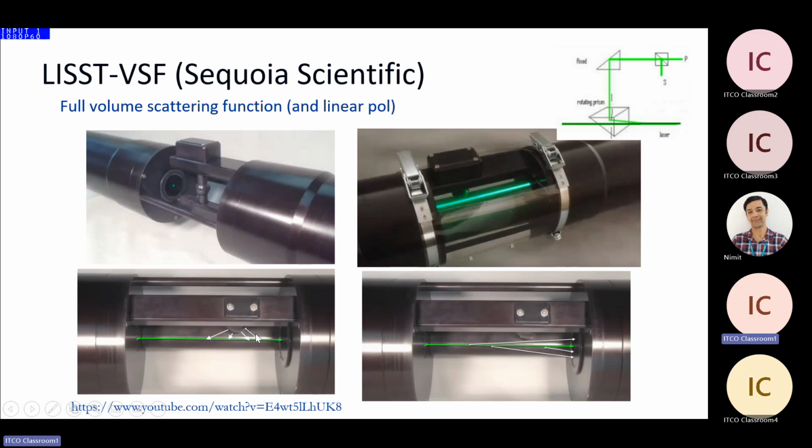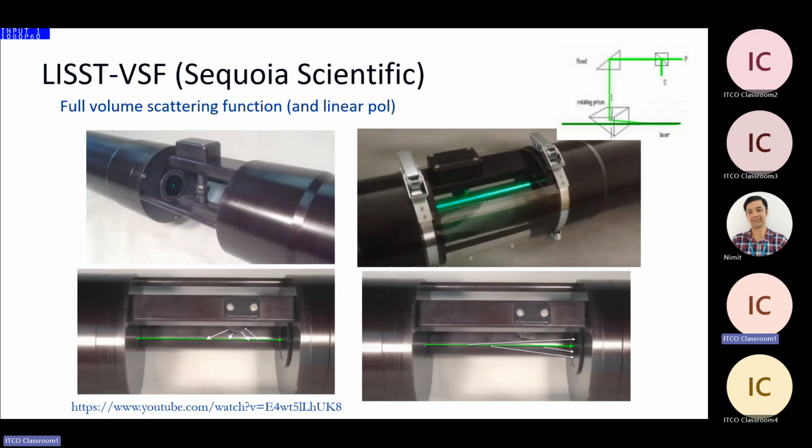So when it looks at different angles, you're getting different parts of the VSF. And it's got this rotating prism here, which allows you to look at these different angles. So it rotates around. And what's nice too is that it then goes through a polarization splitter as well, so it's giving you polarization elements. So this is a very nice device.